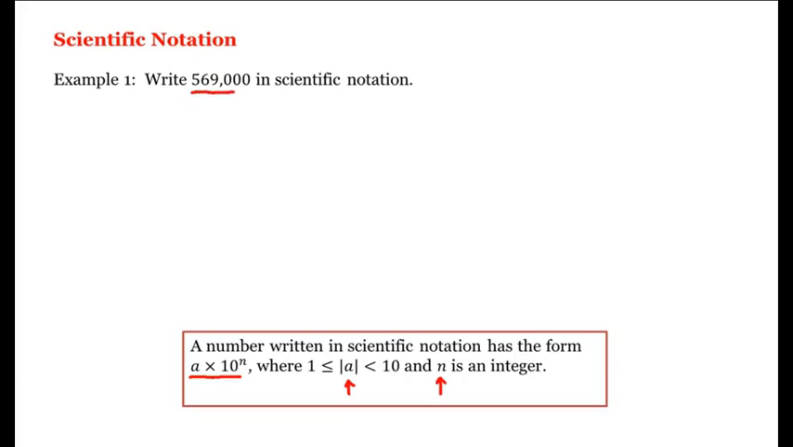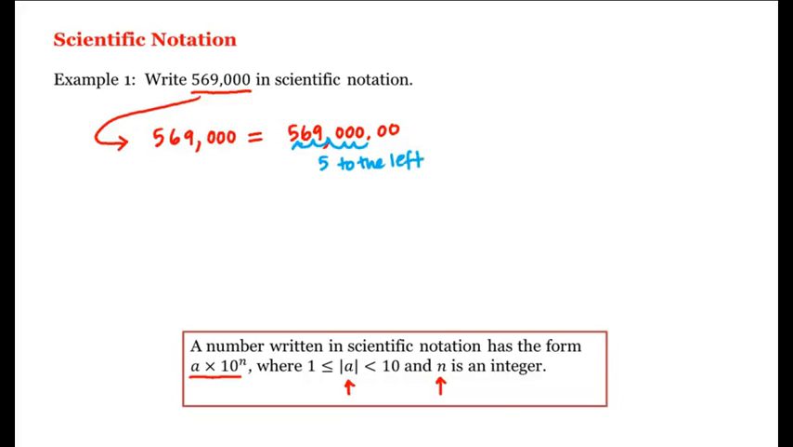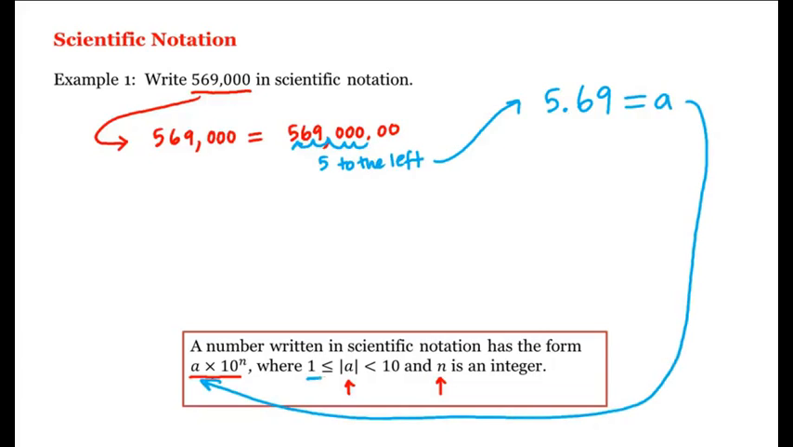So the first thing we need to do here with our number is to move the decimal point until we get a number whose absolute value is between 1 and 10. And you might be thinking there is no decimal point here. But isn't 569,000 equal to 569,000.00? So there is a decimal point. So if we move this decimal point 1, 2, 3, 4, 5 places to the left, we get 5.69, which is equal to our a here. It's the number we're looking for whose absolute value is between 1 and 10.